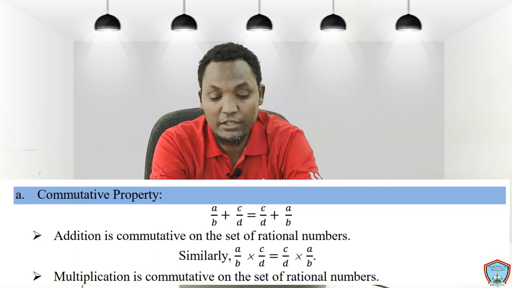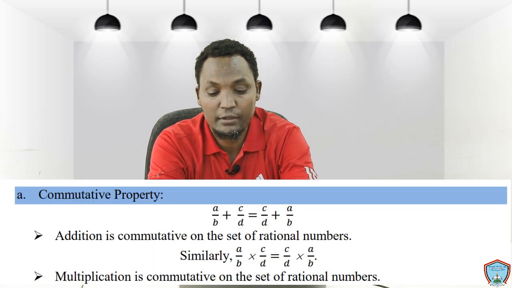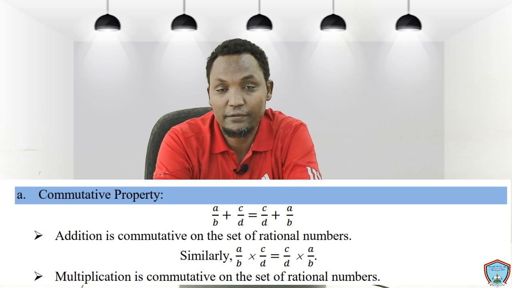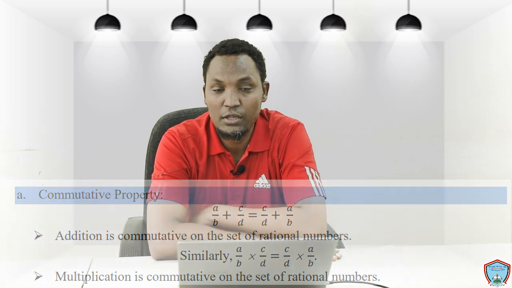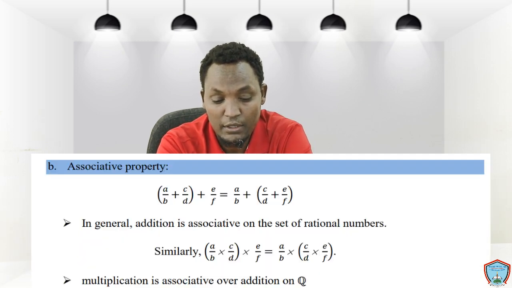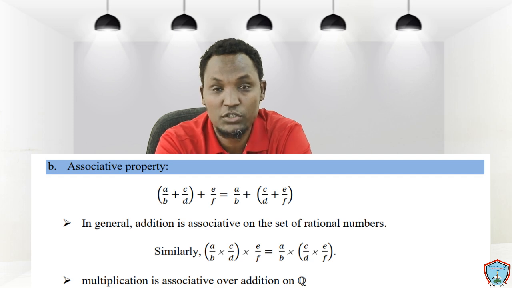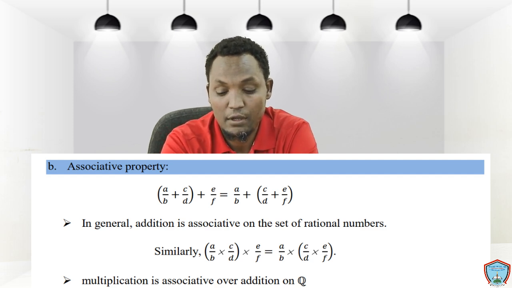Just like integers, rational numbers satisfy several important properties. Addition and multiplication are commutative, meaning the order of the numbers does not affect the result. They are also associative, meaning the grouping of numbers does not change the result. Furthermore, multiplication is distributive over addition.